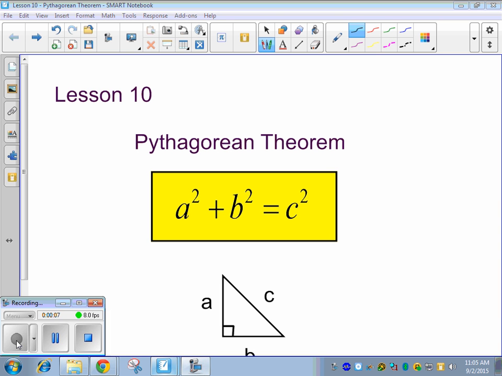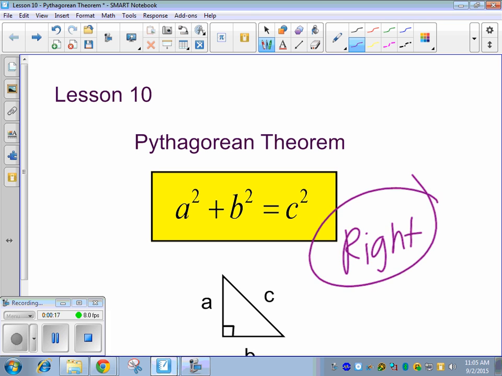What kind of triangles do we use the Pythagorean theorem with? Yeah, okay. Only right triangles. All right, that's it. Only right triangles. That's what the Pythagorean theorem does for us. So a squared plus b squared equals c squared.